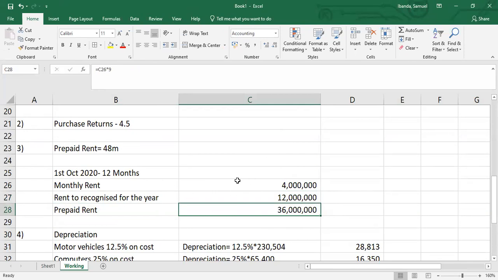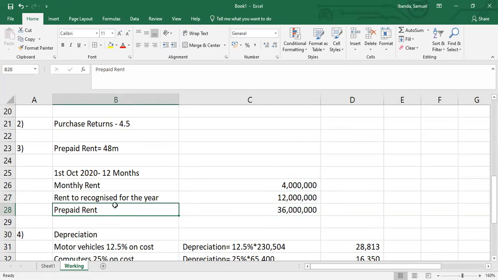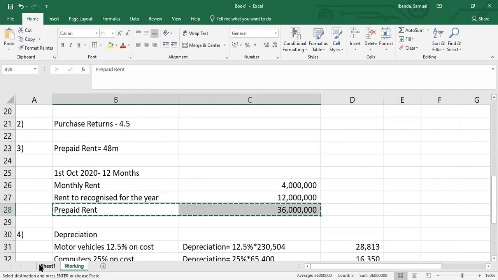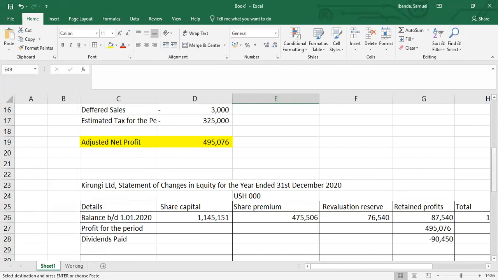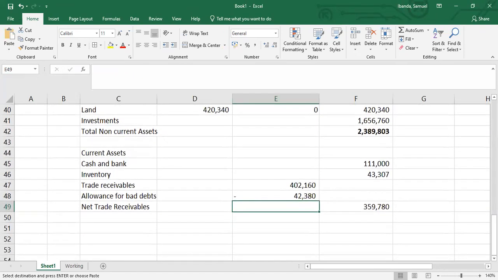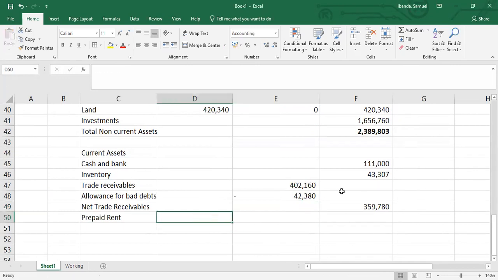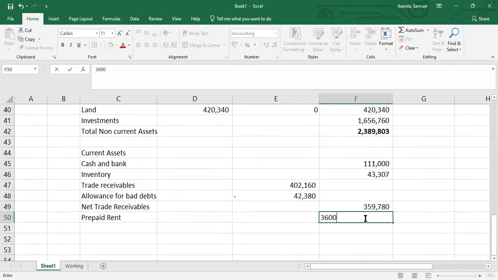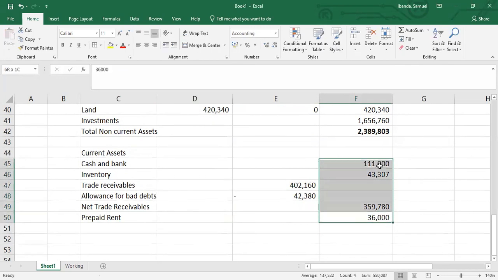Now, prepaid rent in its own right is an asset, a current asset to the company. The reason why it is a current asset is because you have paid this amount of money and you utilize it in the next financial period, okay? So ideally, you need to recognize it as part of your current assets because you benefit from it in the next period. So I'll have my prepaid rent as an additional current asset right here. So I'll just use 36,000, like that.